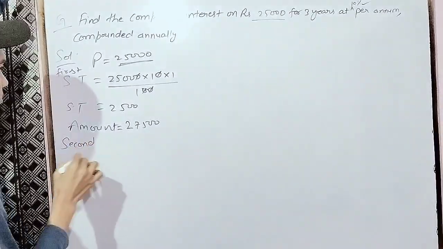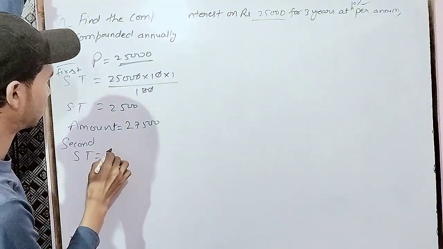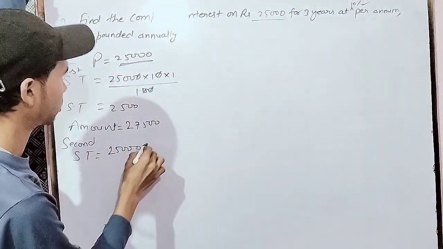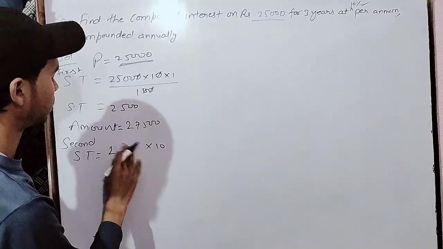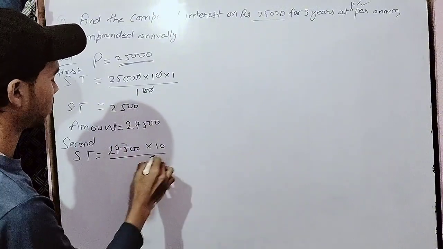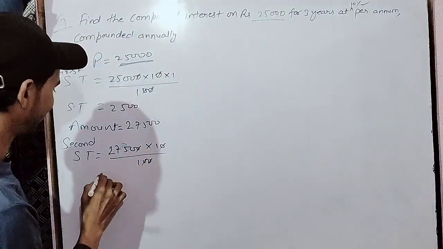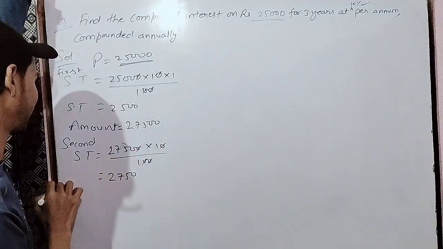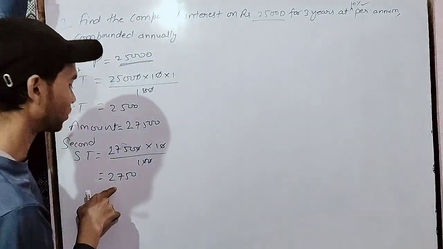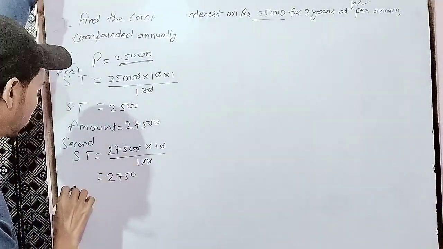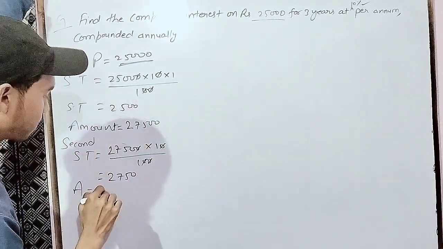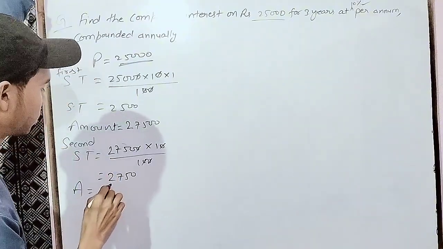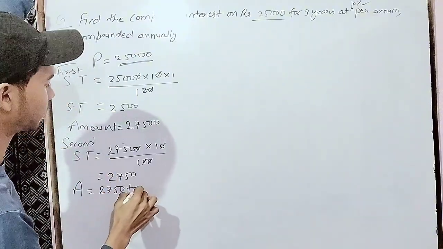Second simple interest: 27,500, not 25,000, times 10 upon 100. This is 2750. Okay. This is a simple interest, not the final amount. For the amount, this is the second amount on this principal. How much? This is 27,500 and 2750.